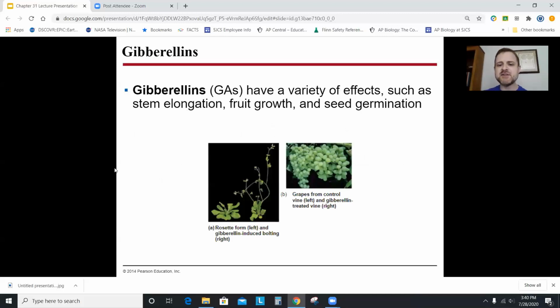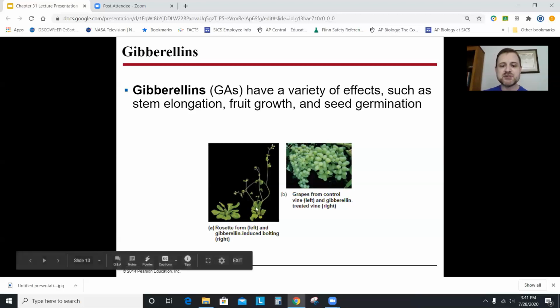Gibberellins do lots of things. Particularly, they promote stem elongation, fruit growth, and seed germination. When you expose fruit to gibberellins, in this case you have grapes. These are grapes without it. These are grapes with it. The fruit grow bigger. This is a plant without it. This is a plant with it. So gibberellins promote stem elongation, fruit growth, and seed germination.